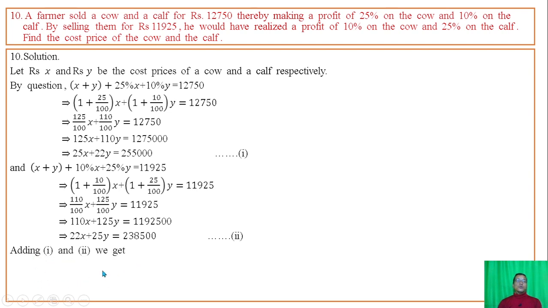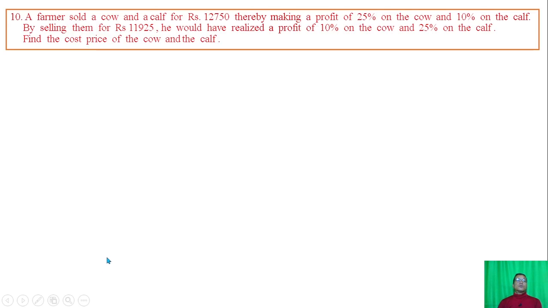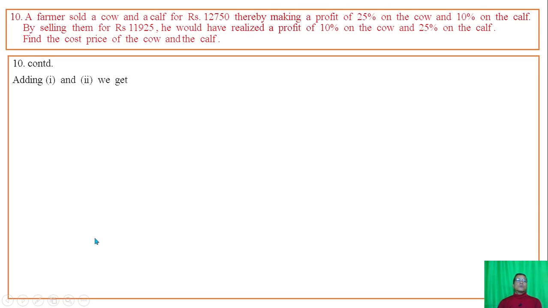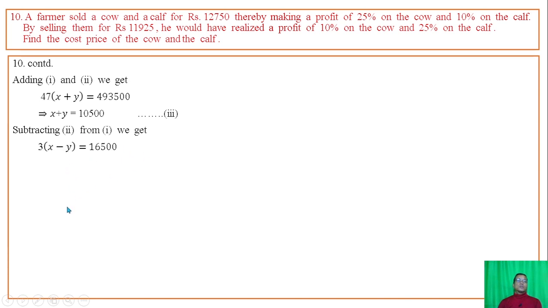Adding equations 1 and 2, we get x plus y equal to a value, which is equation 3. Subtracting equation 2 from equation 1, we get x minus y, which is equation 4. Adding 3 and 4, we get twice x equal to 16,000. This gives x equal to 8,000.